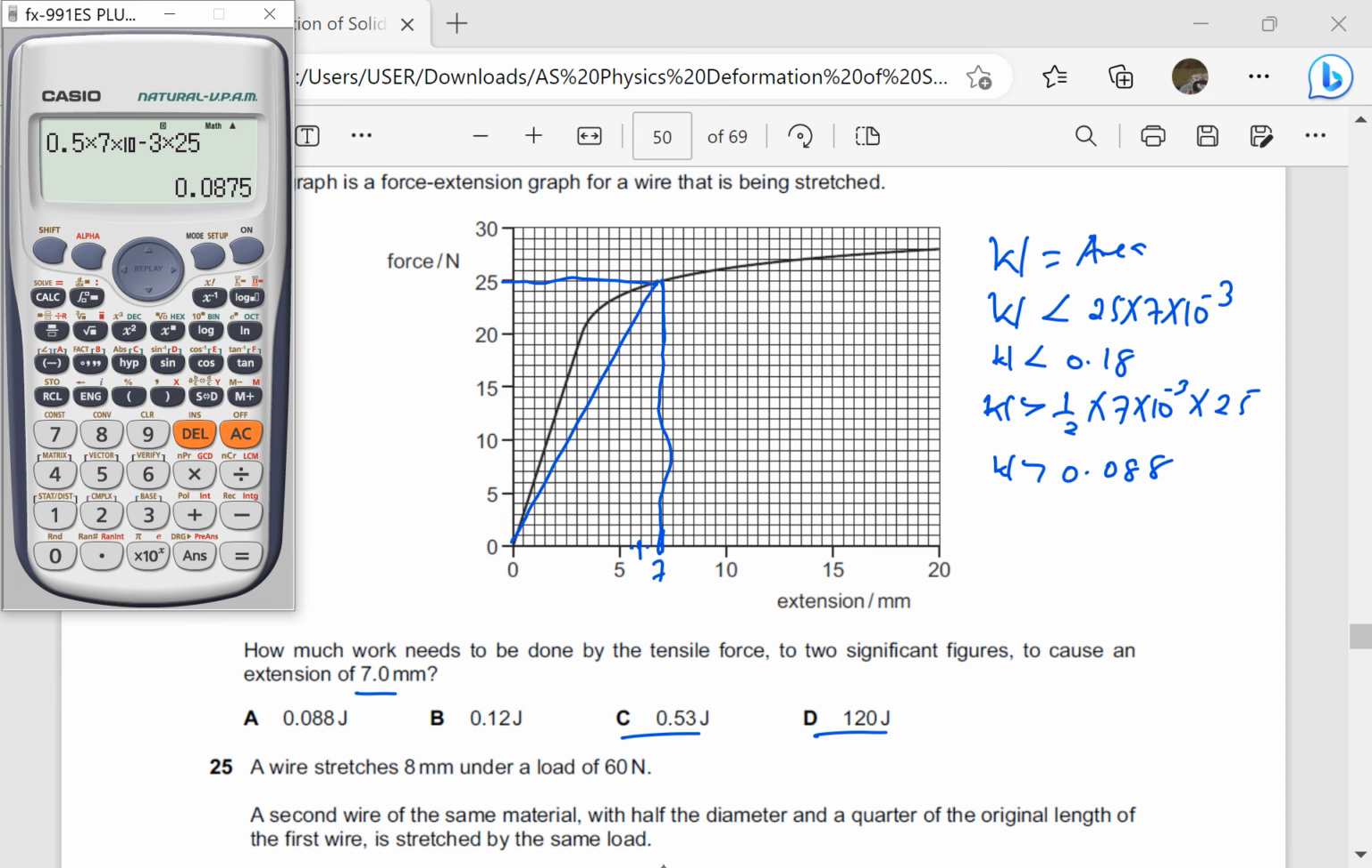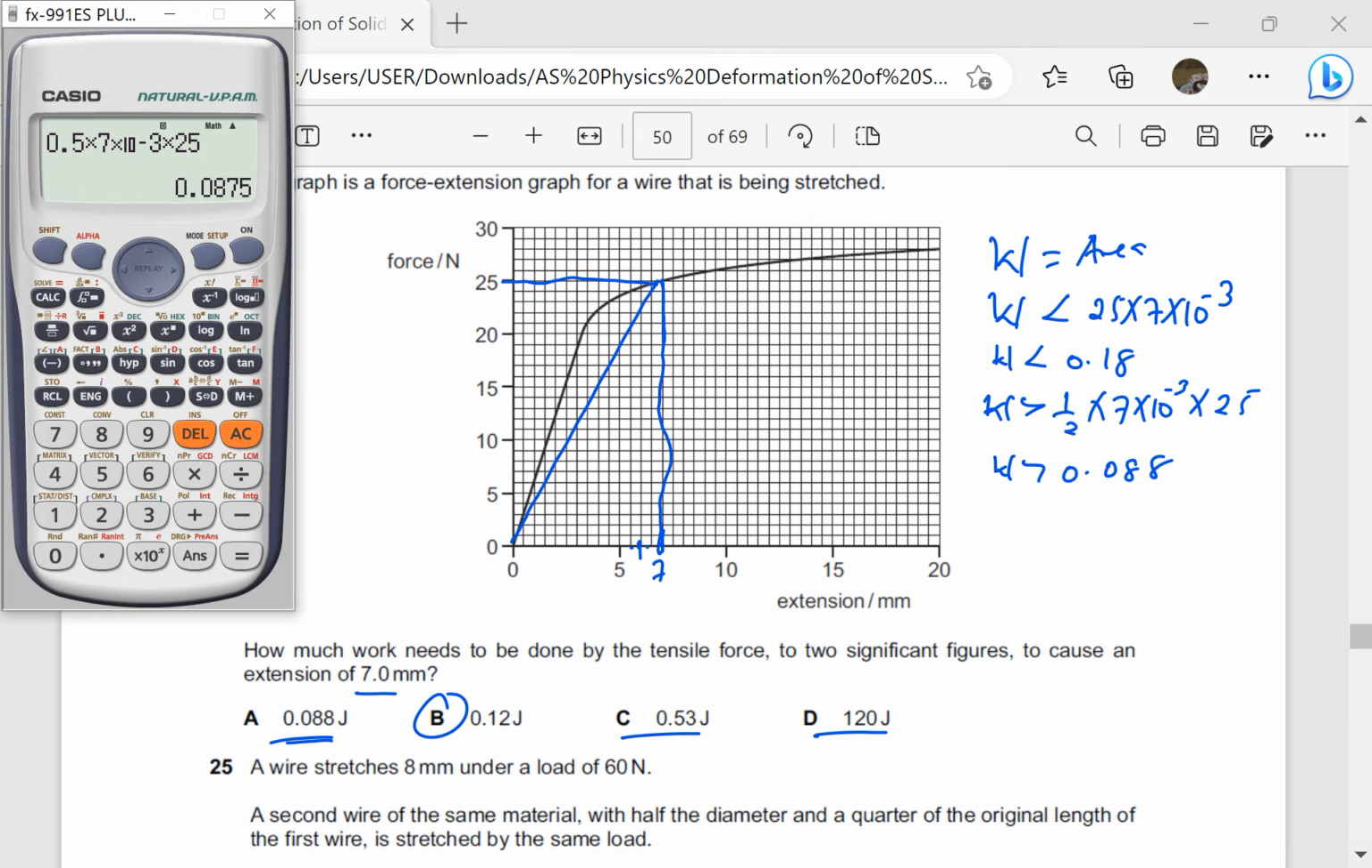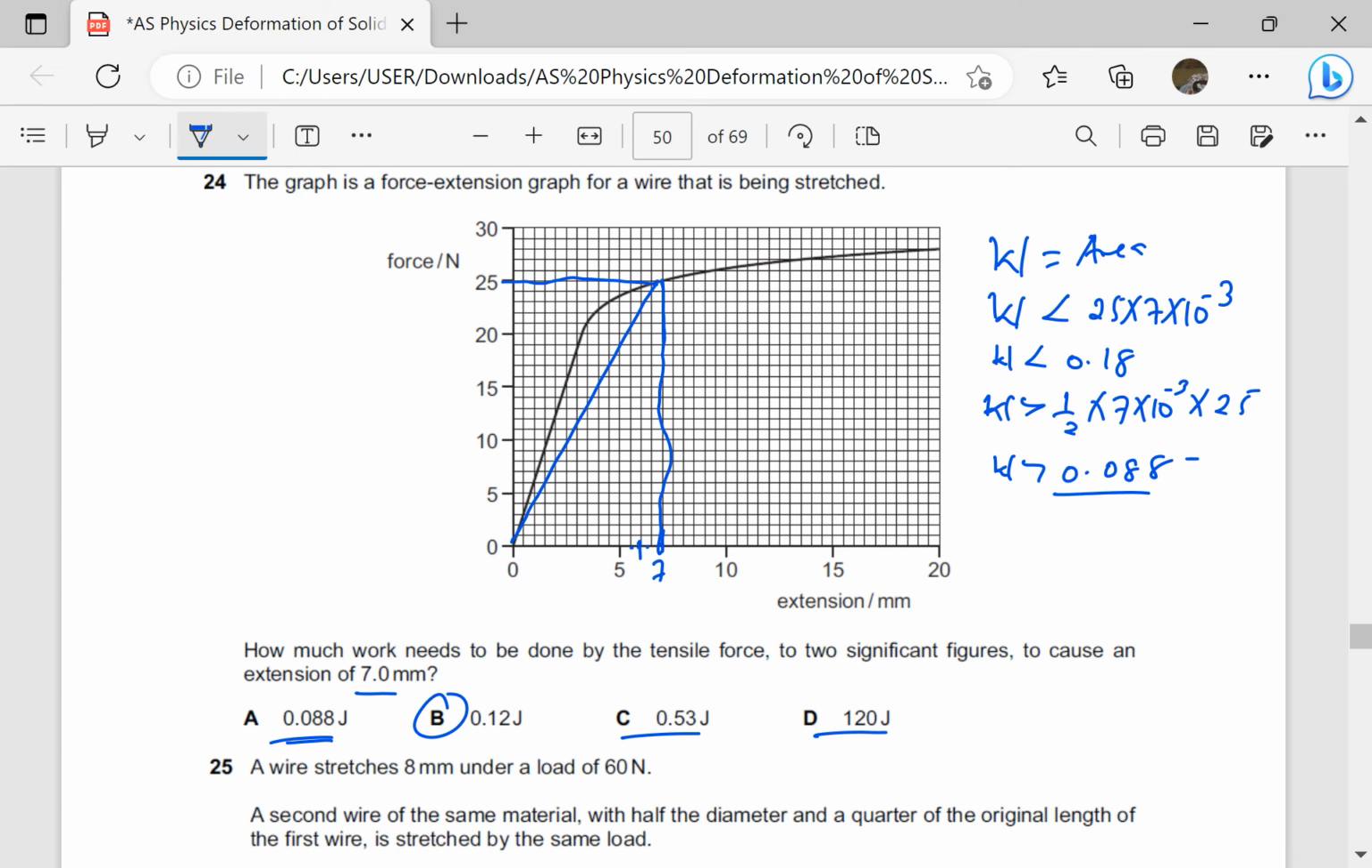So I don't even need to calculate again. It should be greater than this. So the answer is going to be B. The work done should be greater than 0.088 joules. It should be less than 0.18 joules. So the answer is going to be B. I've just used the simple elimination method.